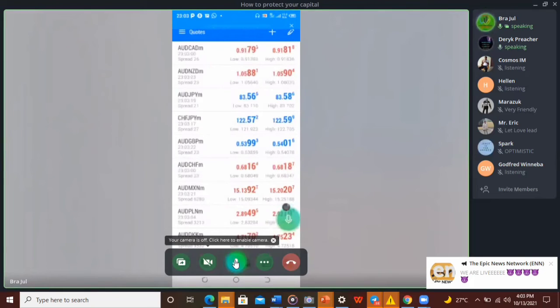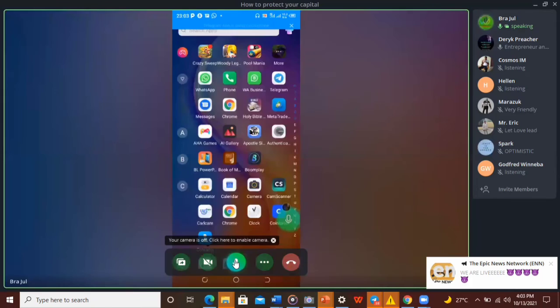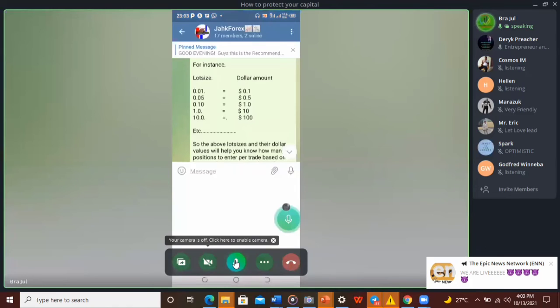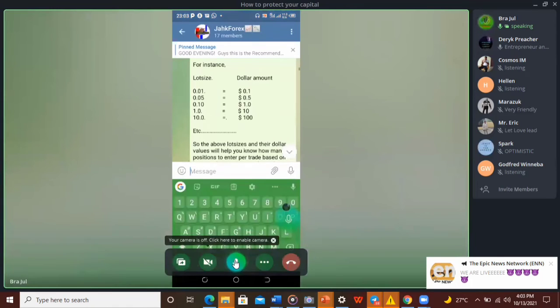All right. Any other question? Now you can use your platform confidently. Guys, nobody can tell you any other story. We are giving you what you need explicitly so you can maintain your capital, build it up and build it up more.